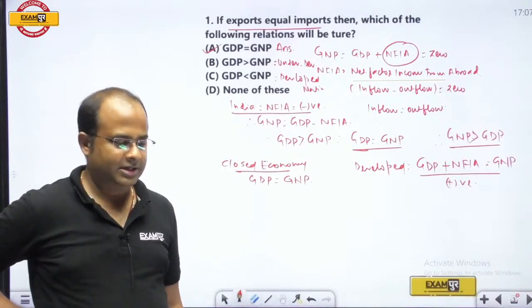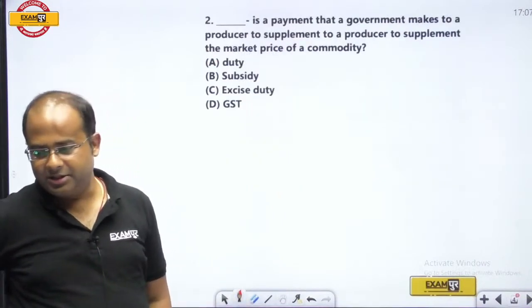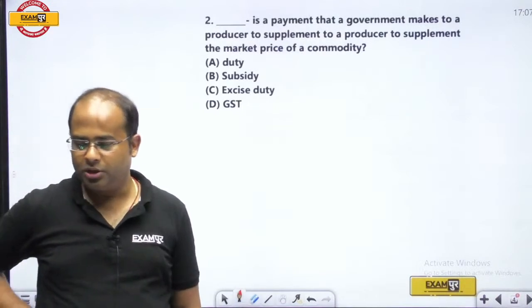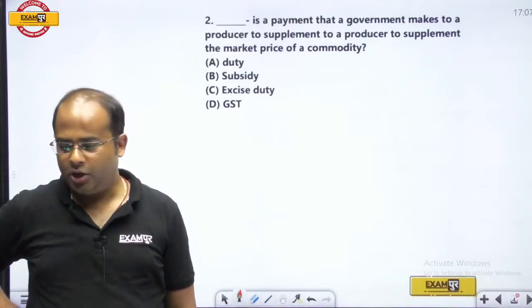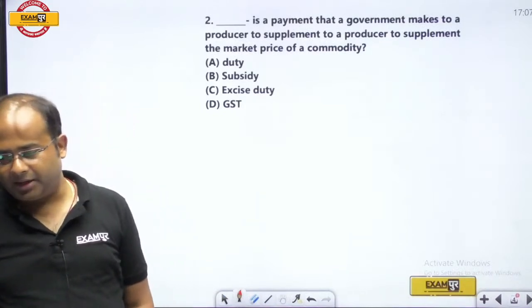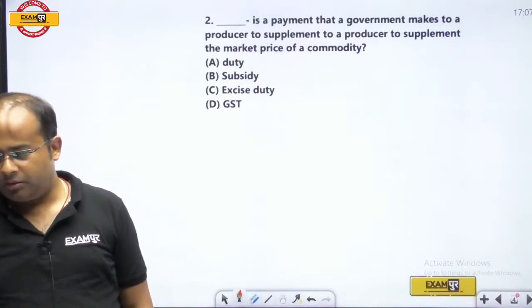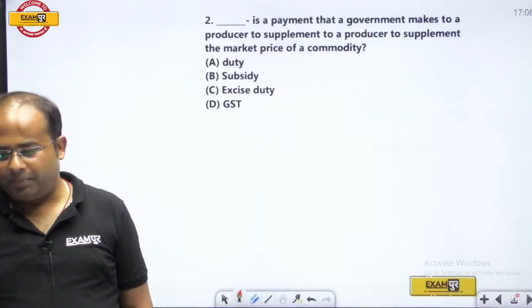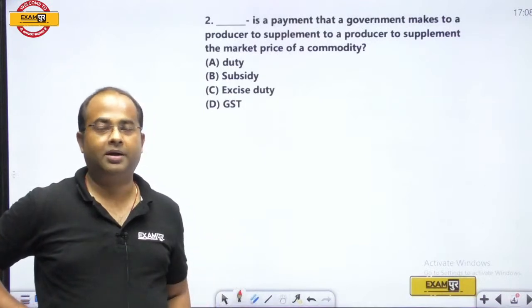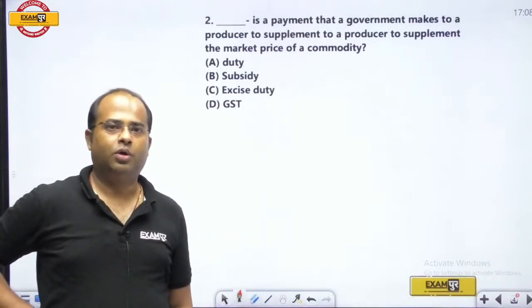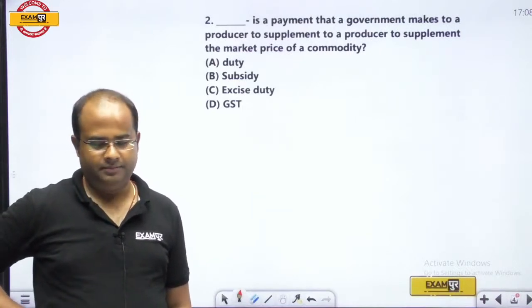Okay, so now guys, let's move to the next question. The question is: dash is the payment that the government makes to the producer to supplement the market price of the commodity. So what is the payment that a government makes to the producer to supplement the market price of the commodity? If the market price of the commodity is going up and the government wants to bring it down, what does the government give? Is it duty, subsidy, excise, or GST?